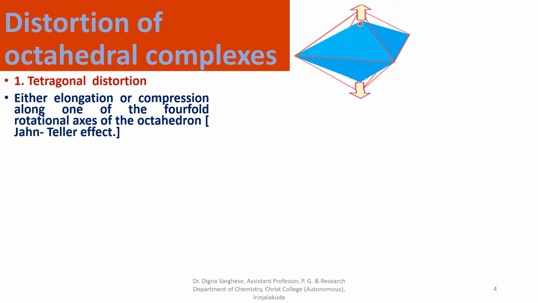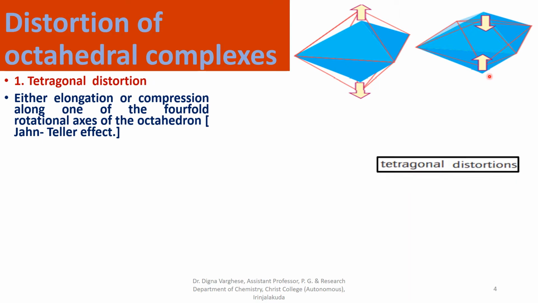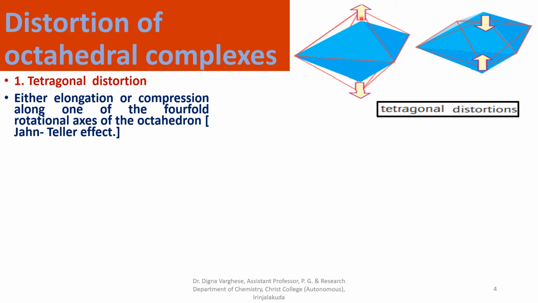Here you can see the trans ligands, that is the ligands on the z-axis, moving away from the central metal atom, which can cause a distortion. So it is elongation. After elongation, there is some distortion in the octahedron, known as tetragonal distortion. Here you can see from this picture, the z-axis ligands are moving towards the metal ion. So here is compression along one of the fourfold rotational axes of the octahedron. That can also cause tetragonal distortion from a regular octahedral geometry. So these types of elongation or compression along one of the fourfold rotational axes can cause tetragonal distortions. This is the actual reason for the Jahn-Teller effect.